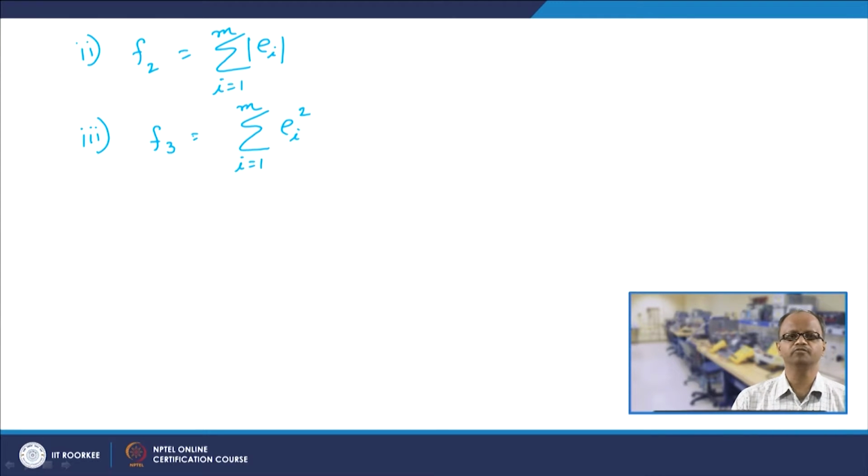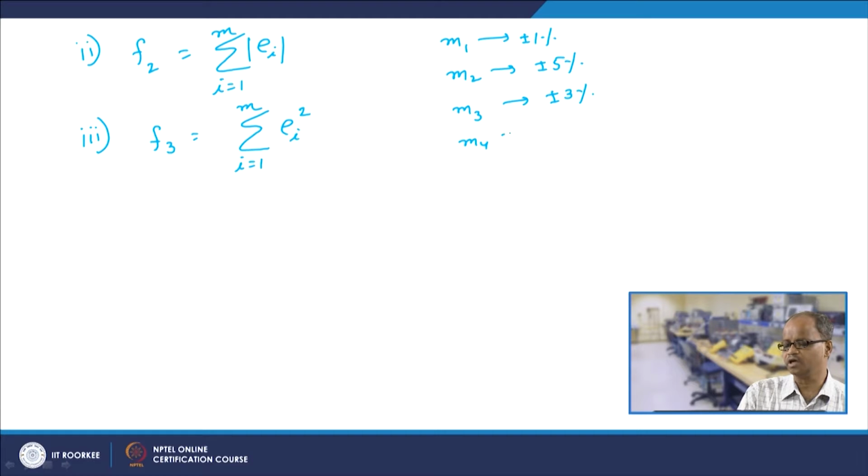Now, here we have given equal weightage to each and every measurement, but depending on the accuracy of the meter, for example, M 1 could have let us say plus minus 1% error, M 2 can have let us say plus minus 5% error, M 3 could have plus minus 3% error, and M 4 could be very erroneous, let us say plus minus 10% error. And these M 1, M 2, M 3, M 4 are the meters.